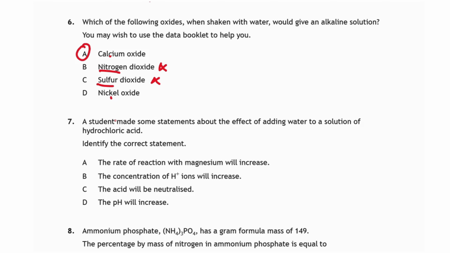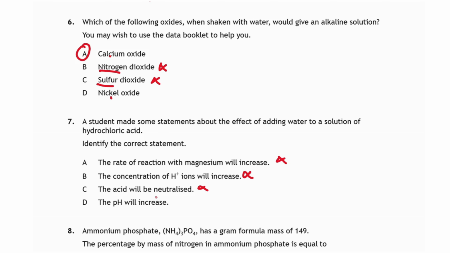Okay, and then question 7 says the student made a statement about the effect of adding water to a solution of hydrochloric acid. So this is more like a dilution process. Now the rate of reaction for magnesium will increase. This is not true because it would not increase. And the B option is the concentration of hydrogen ion will increase. When you are diluting, the main purpose of dilution is to reduce the concentration of hydrogen ion, which is the acidic content. So that is the wrong option. And then the acid will be neutralized. No, because acids dilute and do not neutralize in these reactions.